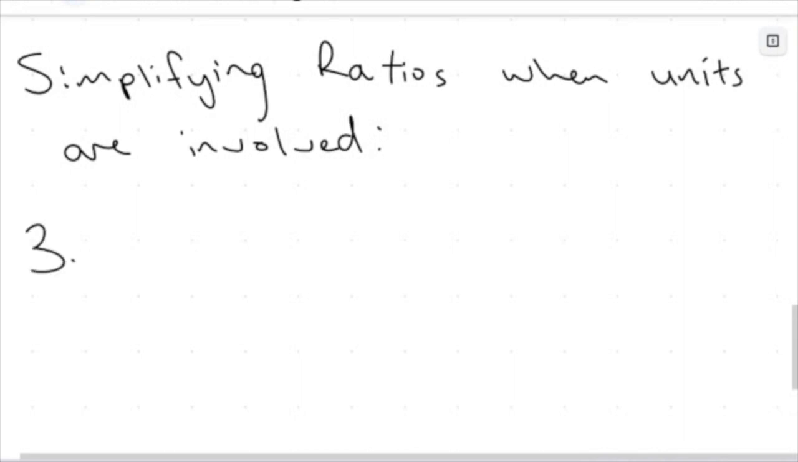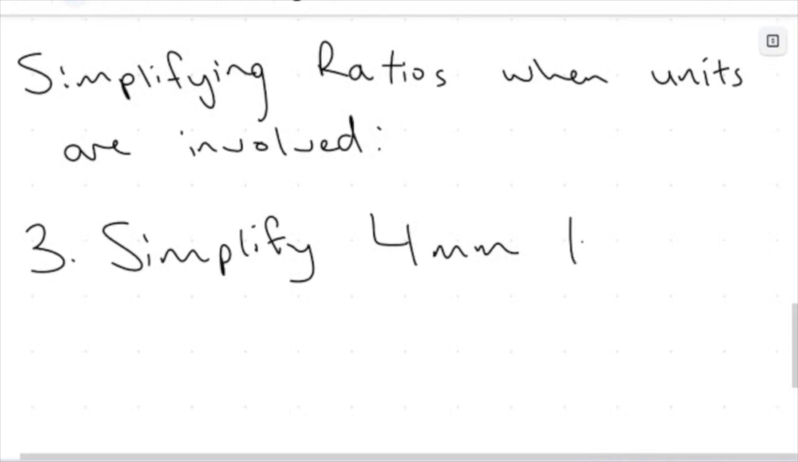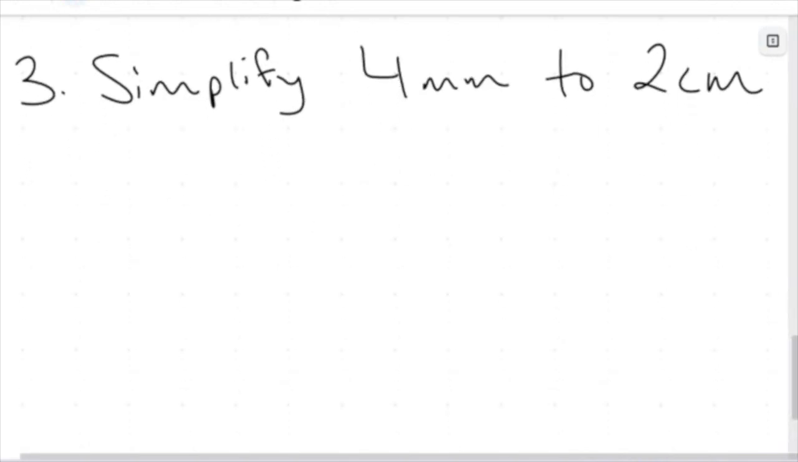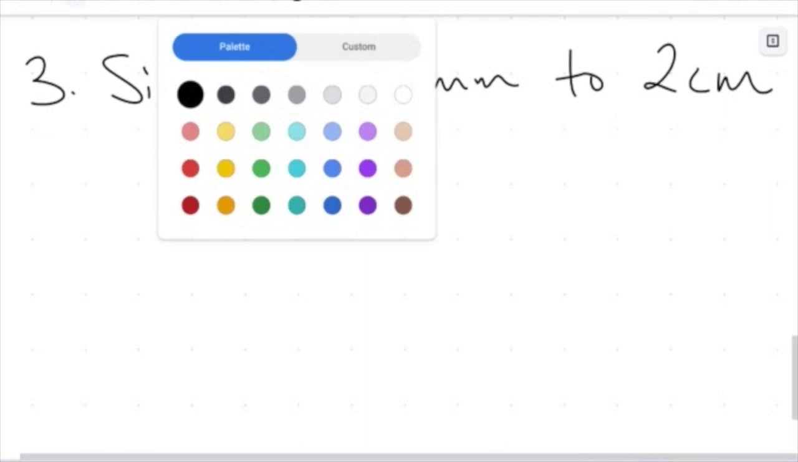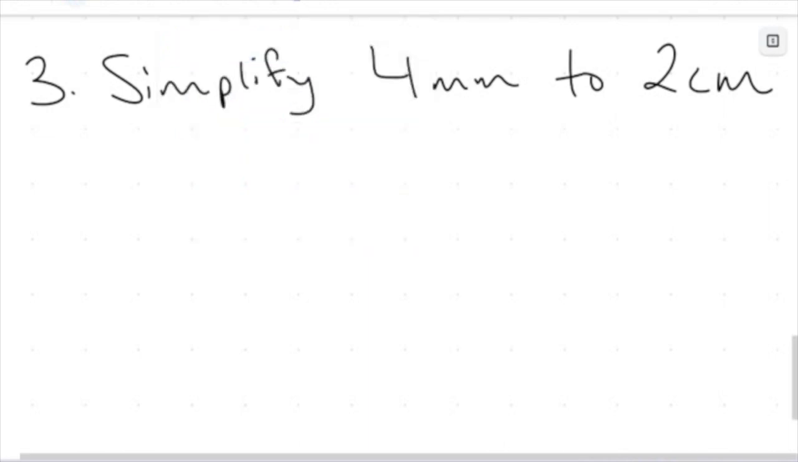So, example 3, I want to simplify 4 millimeters to 2 centimeters. Now, what I'm going to do here, I'm going to deliberately make a mistake, and we're going to sense check our way out of this.